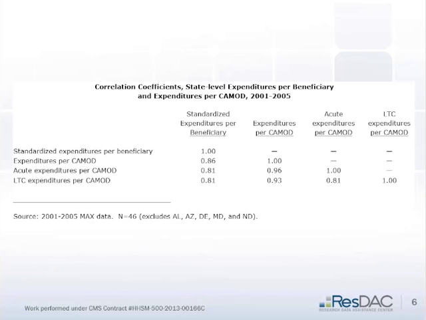So the 0.81 is the correlation it has with overall total expenditures. So even though we're focusing on this more specific group, our argument is it's very strongly related to state-level spending. So 0.81 is a pretty high correlation coefficient. So that was kind of our justification.